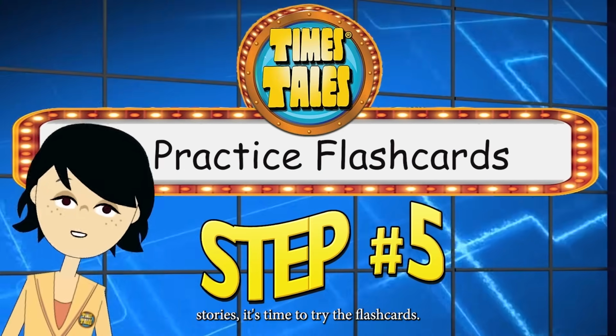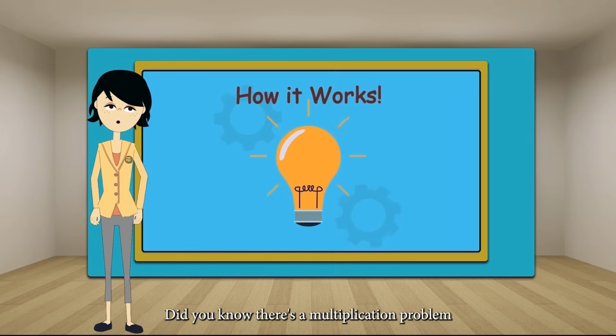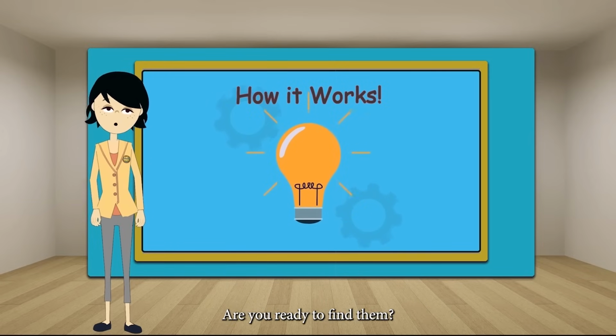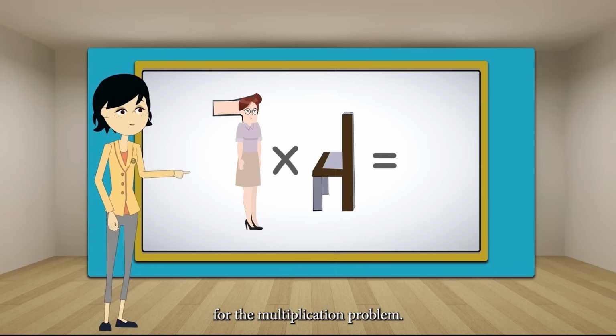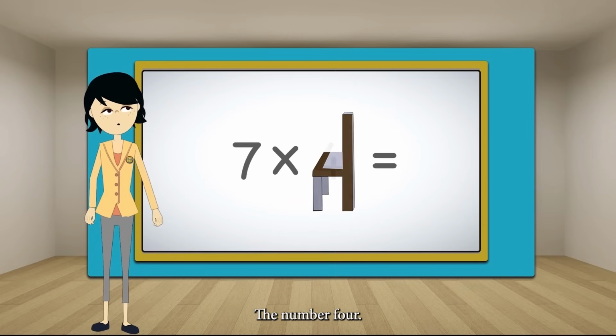Now that you know the stories, it's time to try the flashcards. Did you know there's a multiplication problem hiding in each story you just learned? Are you ready to find them? Let's see how it works with the practice flashcards. This flashcard is for the multiplication problem, 7 times 4. Remember, Mrs. Week represents the number 7, and the chair the number 4.